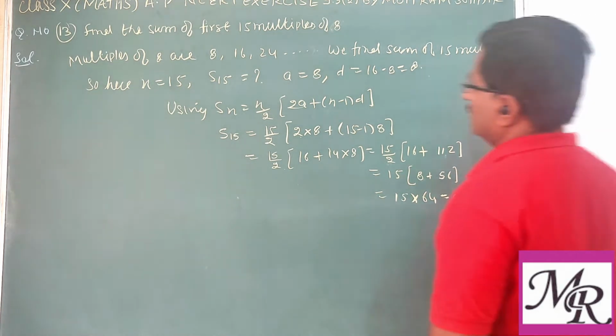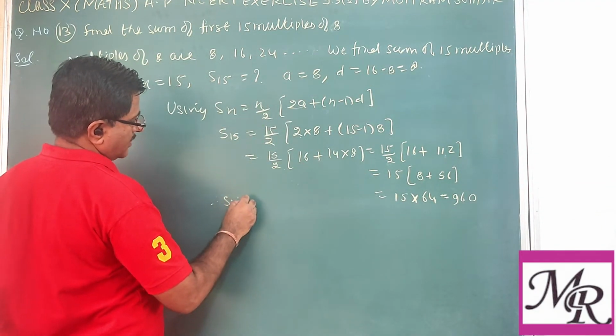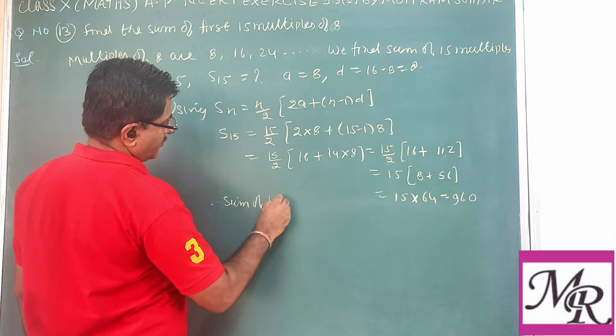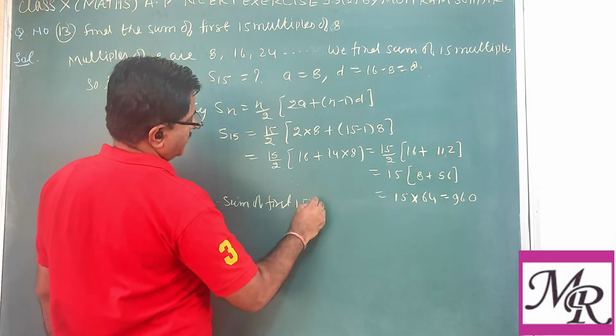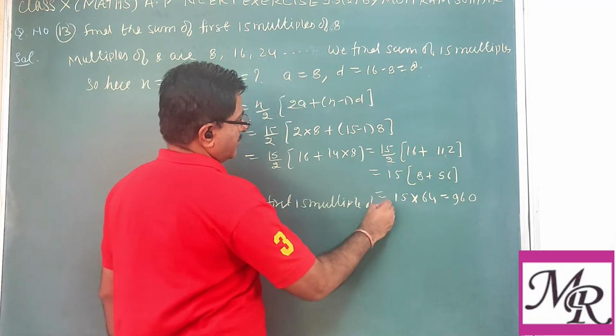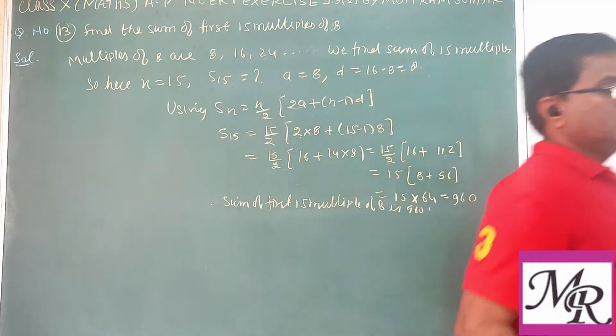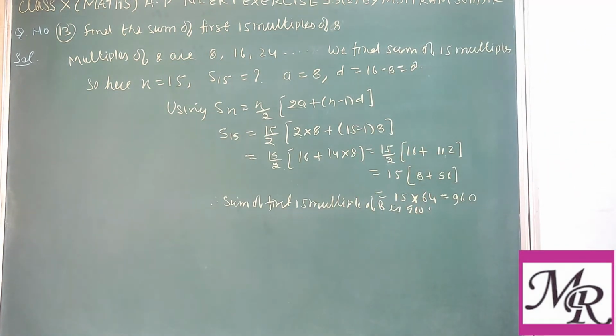So what we get: the sum of the first 15 multiples of 8 is 960. So in this way, by using the formula of the sum of n terms of an AP, we can find the sum.